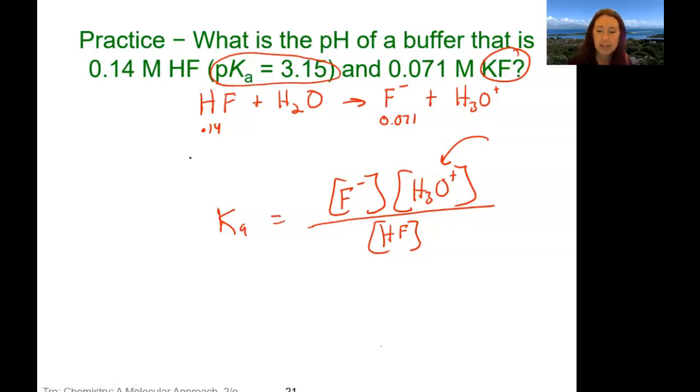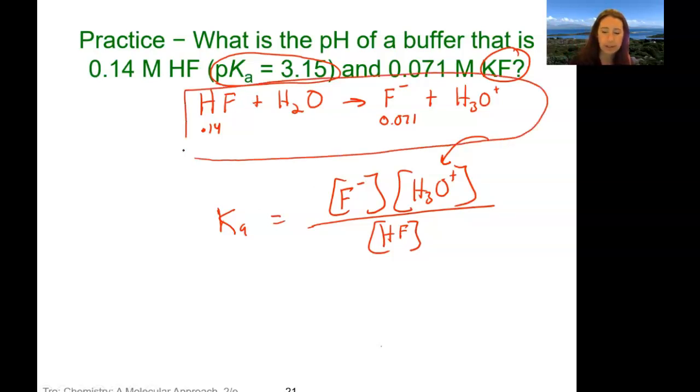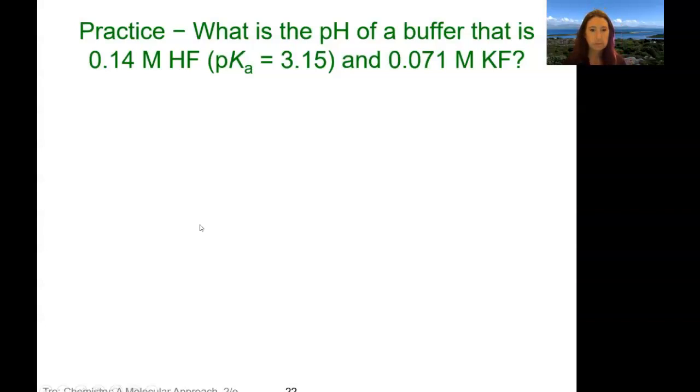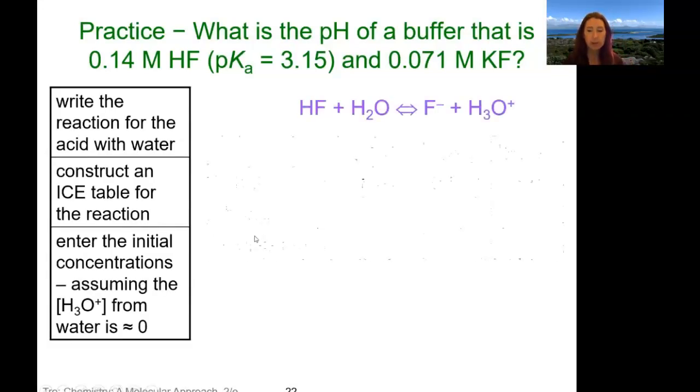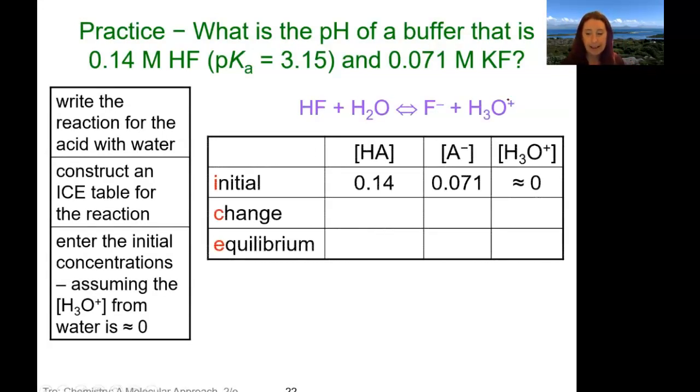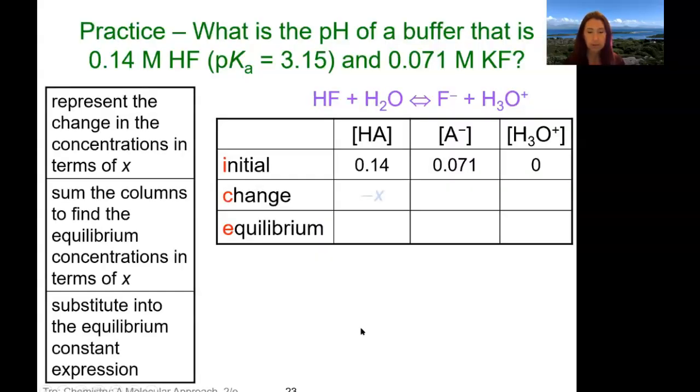First we're going to do our ice table with these. Then we're going to find our Ka. Then we're going to find our H3O plus concentration. Okay, so we wrote our equation. And again, this equation is really important. This is an acid, so our X is going to be H3O plus. It's going to go towards the products. So we got minus X, plus X, plus X.